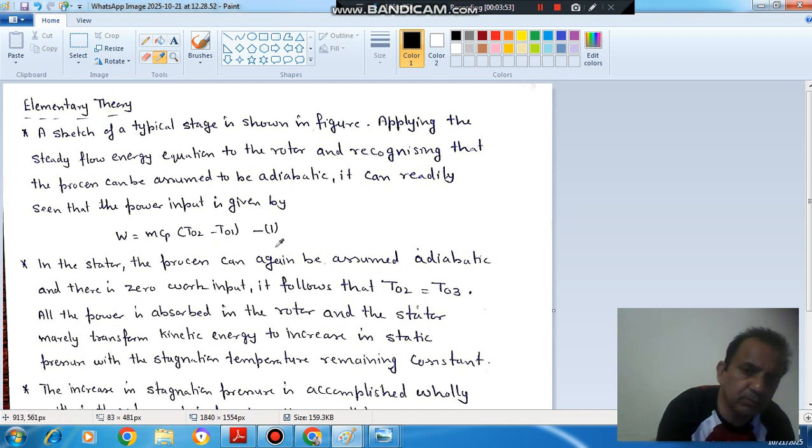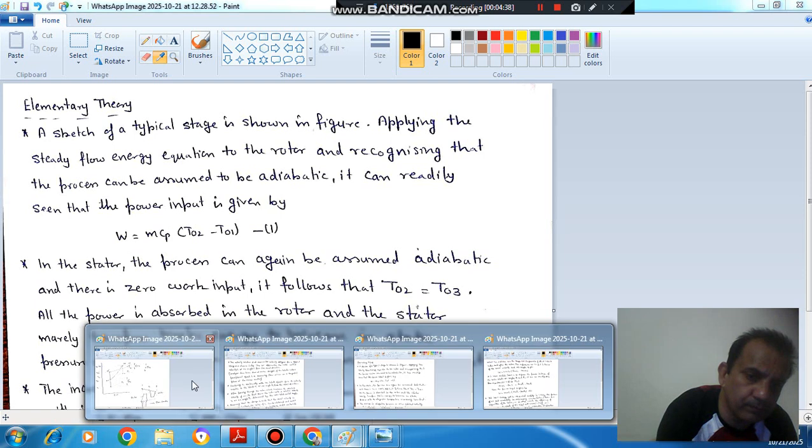So this is your work done. So this is equation number 1. So this is the work done per second or power input in the rotor part, and this is the stagnation temperature rise, and this is mass flow rate, and this is Cp. In the stator part there is no stagnation temperature rise. T02 is equal to T03. In the stator the process can again be assumed adiabatic. The process can be assumed adiabatic because no heat transfer is taking place, and there is no work also, and there is zero work input. It follows that stagnation temperature will remain constant.